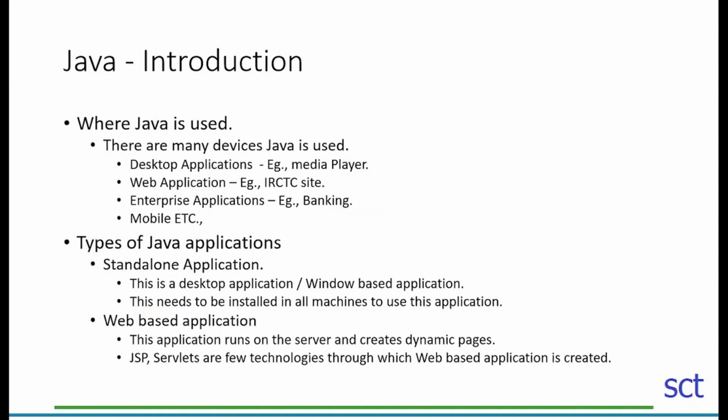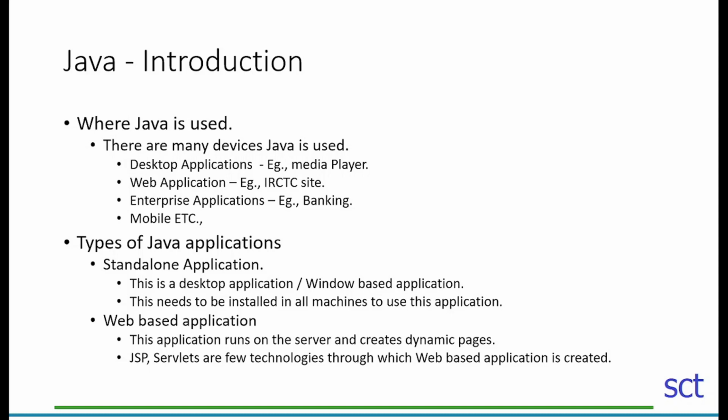Where is Java used? Java is used in many devices. We can run our Java application on desktop, as a web application, or as an enterprise application. As an example, we can create a media player using the Java language. We have a web application like the IRCTC site, and enterprise applications like banking. Mobile applications can also be written using Java. Basically an Android application can be written using Java, and we also have Kotlin for Android mobile applications. So what are the types of Java applications we can have?